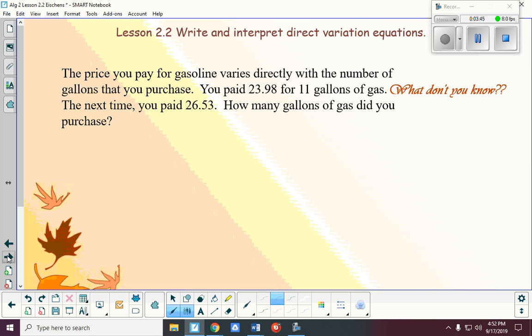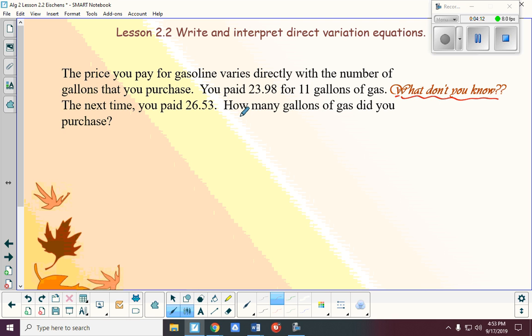So we look at another problem. The price you pay for gasoline varies directly with the number of gallons that you purchase. You paid $23.98 for 11 gallons of gas. So if you think about this, what don't we know here? We know what the total was, and we know how many gallons we bought, but we don't know our unit rate or our constant of variation. The next time you paid $26.53, how many gallons of gas did you purchase?